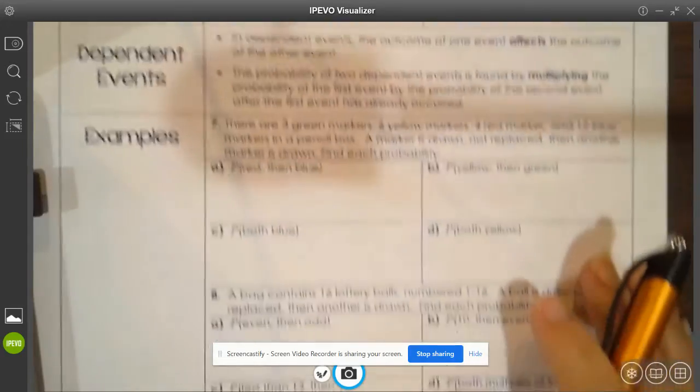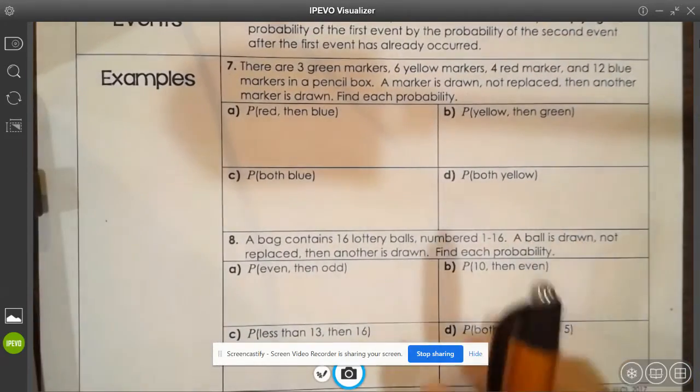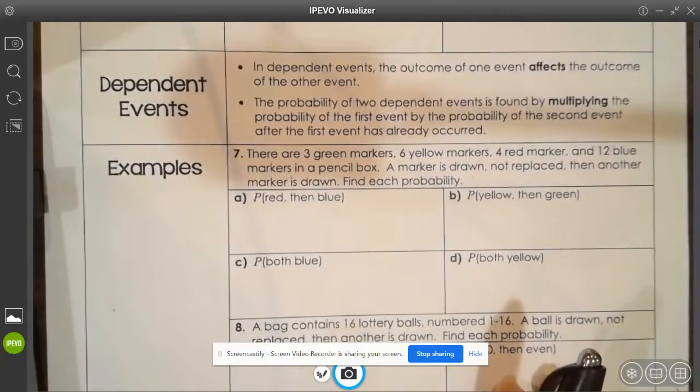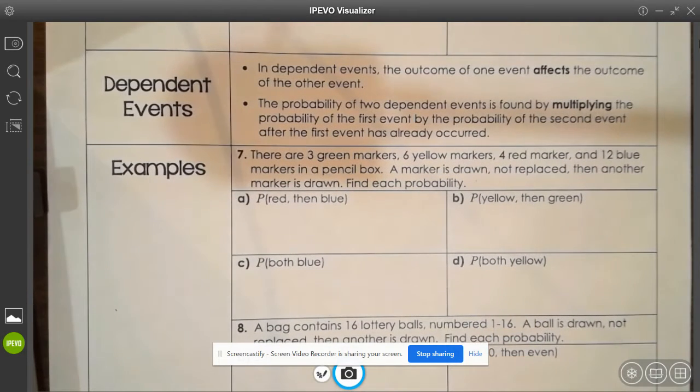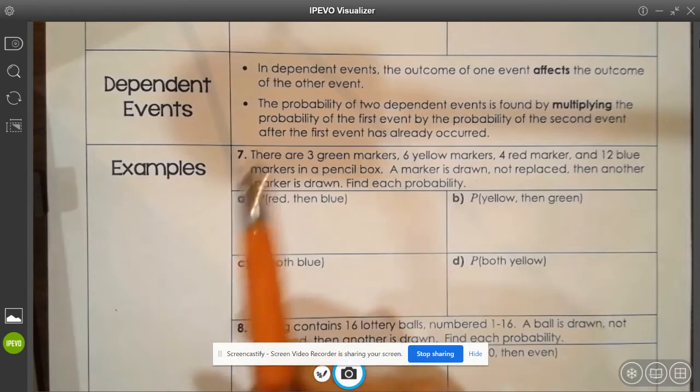Okay, students. So this week we're going to check out what dependent events are with probability. What happens when each event depends on each other? If the first one happens, then the second one depends on the first one happening. So that's pretty much what it is.